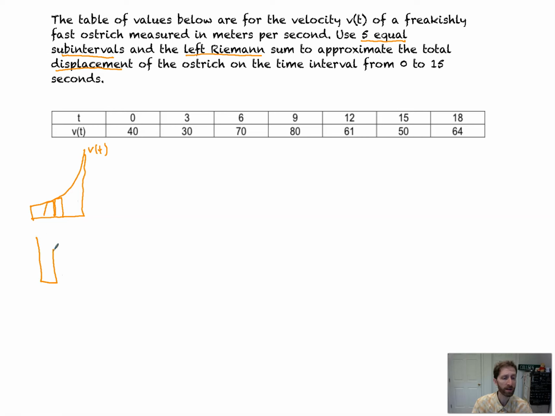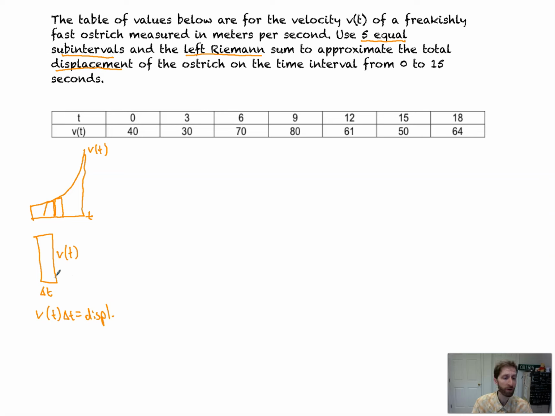So let's look at one rectangle real close. This change right here, this would be the x-axis or the t-axis. That would be a change in time. And this right here would be the velocity at some time. And if you multiply velocity times time, a small change in time, you're going to get a very small displacement. How far you go from the start to finish.